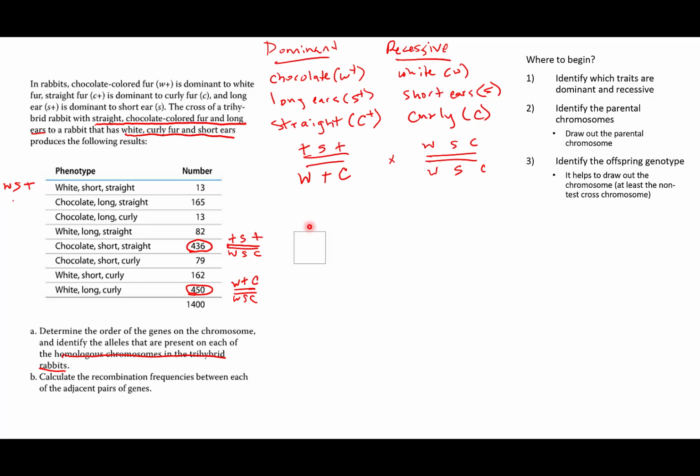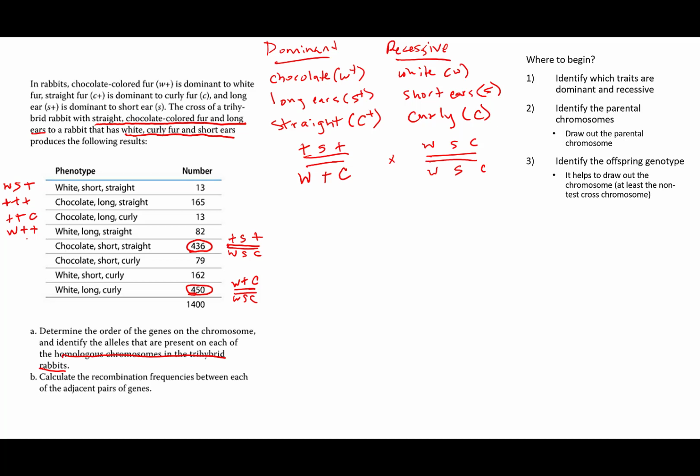Okay, so now I come here. Chocolate, that's a dominant trait, so I would be plus. So wild type. Long, that's also wild type. And straight, that's also wild type. Okay, go to the next one. Chocolate, wild type. Long, wild type. Curly, recessive. Next one, white. That is a recessive trait. Long, that is a dominant trait, so I'm wild type. Straight, wild type.